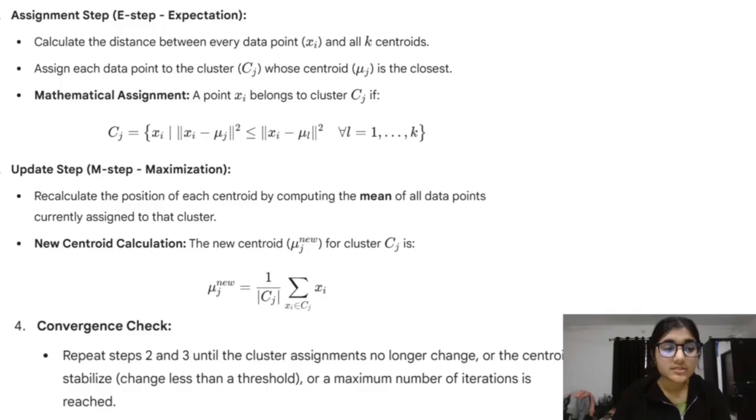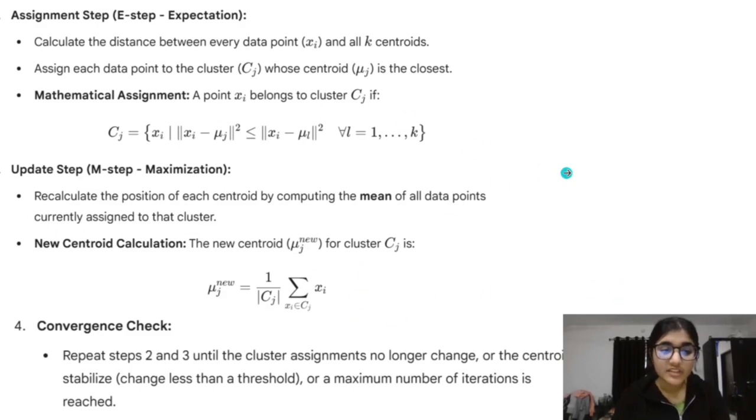Then the assignment step, that is the expectation step. Calculate the distance between every point xi and all k centroids. Assign each data point to the cluster C_j whose centroid mu_j is the closest. We use the mathematical assignment in this way.